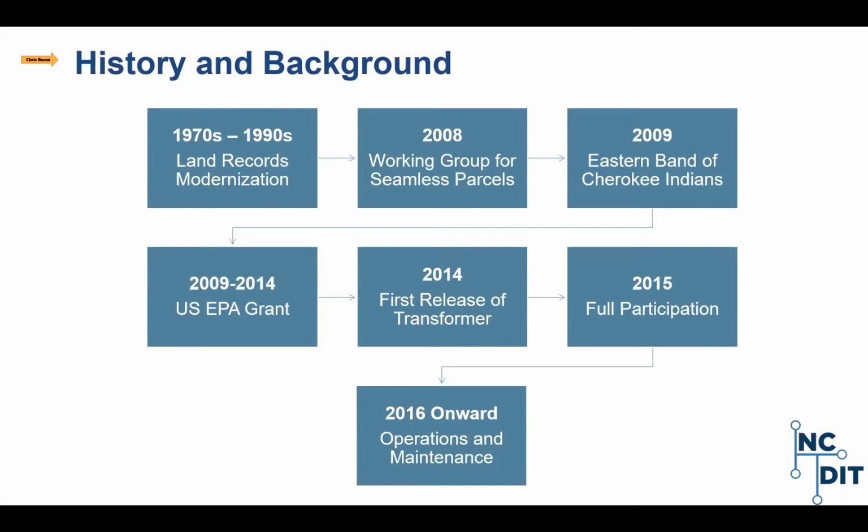Support for the operation and maintenance from 2016 to 2019 came from NCDOT and NC Department of Agriculture. And continuing operations in 2020 have been provided by NCDIT. In-kind support has been given by the Land Records Management Program and the Working Group for Seamless Parcels. And this statewide resource informs decisions in many areas such as economic development, emergency management, transportation planning, land development, utility management, public health, and forestry.